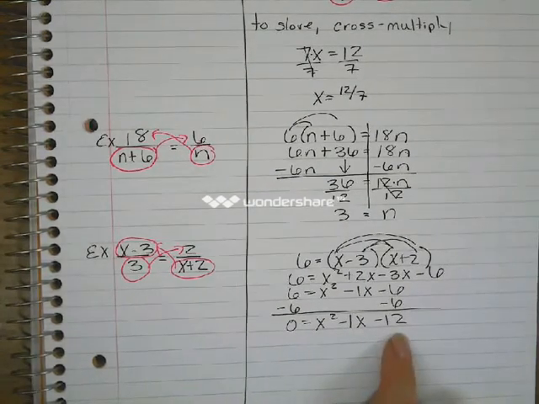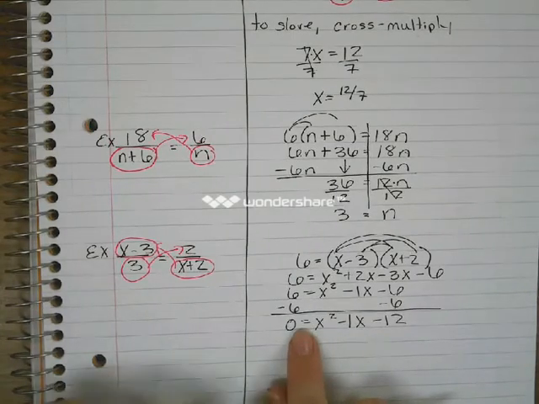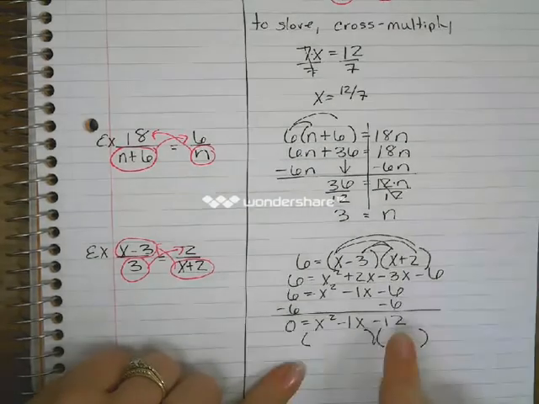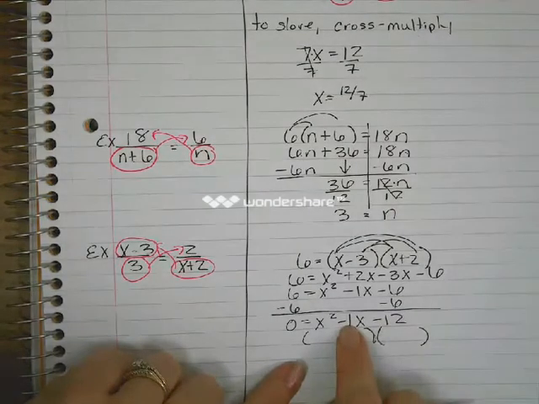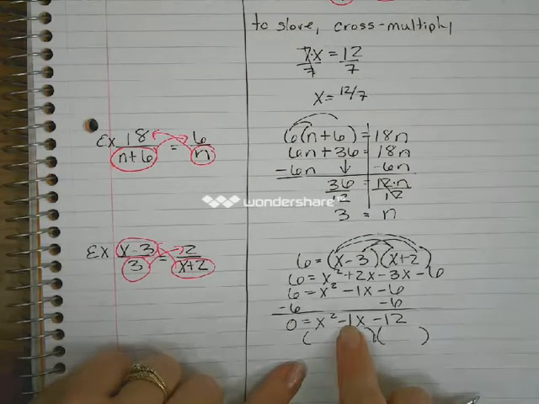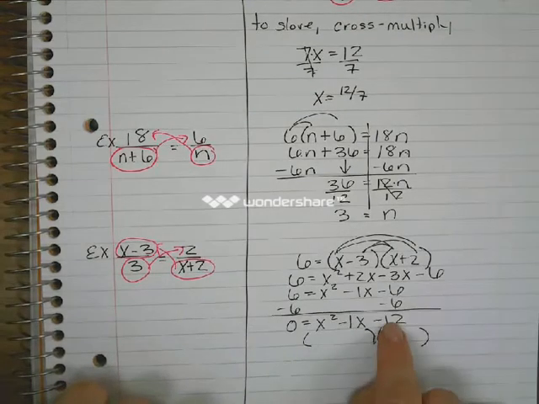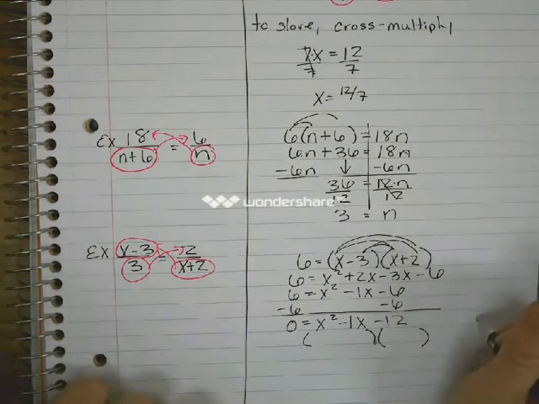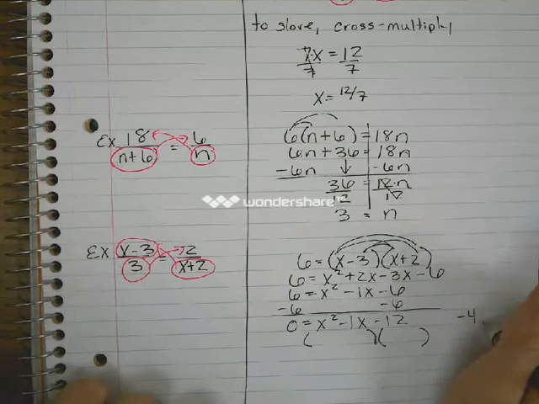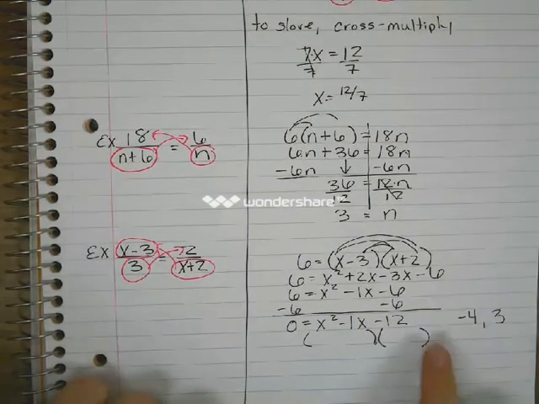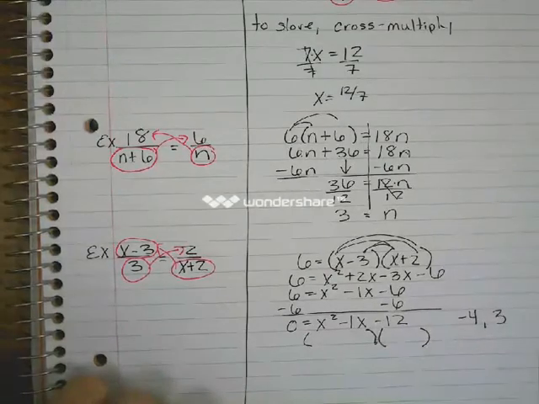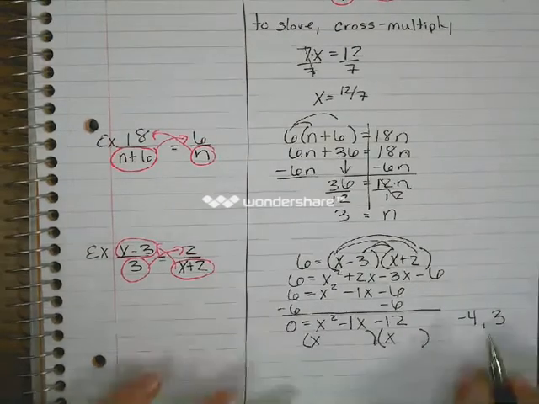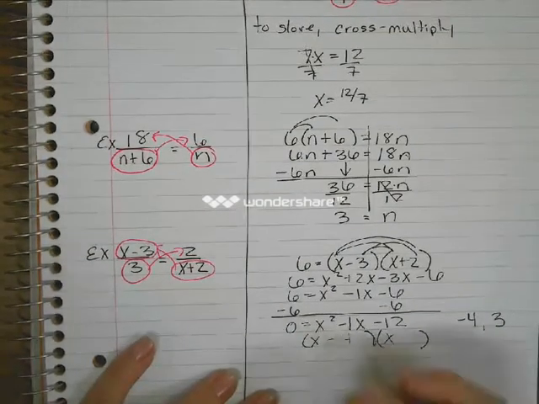Remember, when you're factoring, you're looking for numbers that multiply to give you negative 12, but add to give you negative 1. Is that negative 1 or positive 1? Negative 1. So multiply to give you negative 12, but add to give you negative 1. The only combination I can think of would be negative 4 and positive 3. Those multiply to give you negative 12 and add to give you negative 1. Since this is x squared, I just put an x and an x. And this is minus 4, and this is plus 3. Those are my factors.